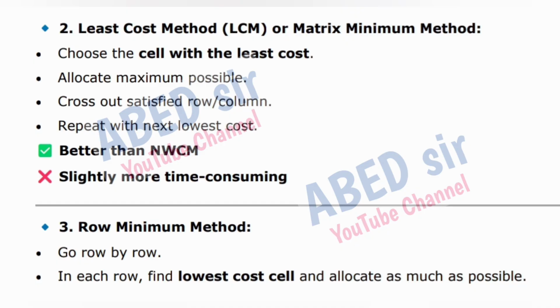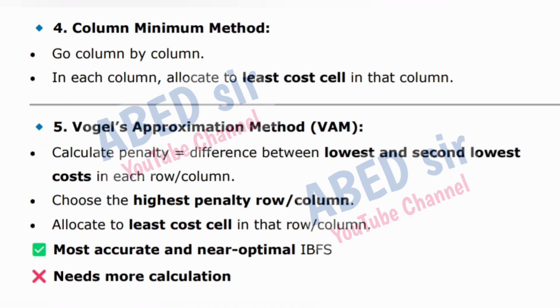2. Least cost method, LCM, or matrix minimum method. Choose the cell with the least cost. Allocate maximum possible. Cross out satisfied row or column. Repeat with next lowest cost. Better than NWCM. Slightly more time consuming. 3. Row minimum method. Go row by row. In each row, find lowest cost cell and allocate as much as possible. 4. Column minimum method. Go column by column. In each column, allocate to least cost cell in that column.